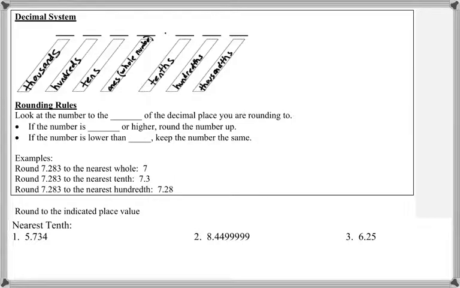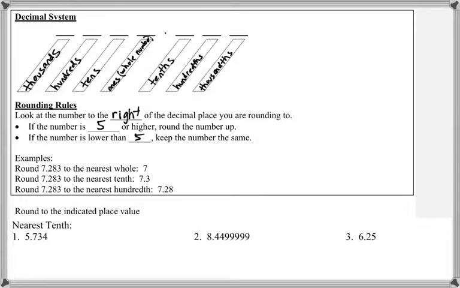Okay, so we do have rounding rules. So basically we need to look at the number to the right of the decimal place that you're rounding to. And if the number is 5 or higher, you want to round up the number. And if the number is lower than 5, then you want to keep the number the same.